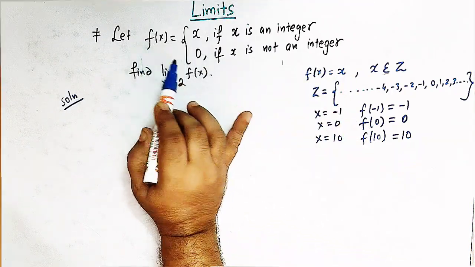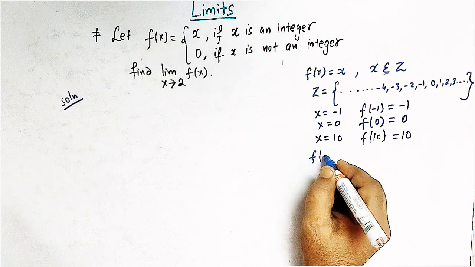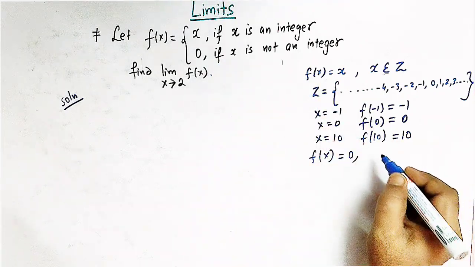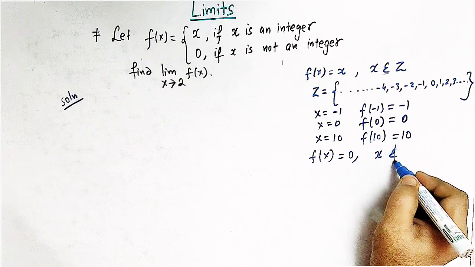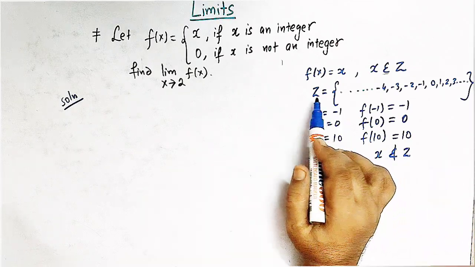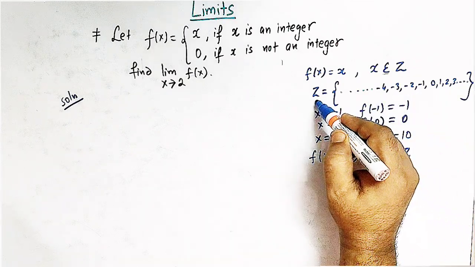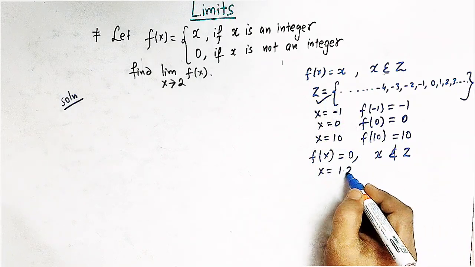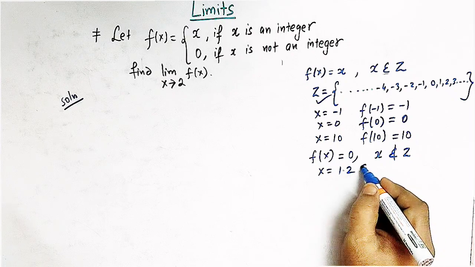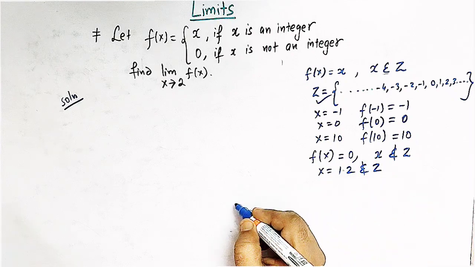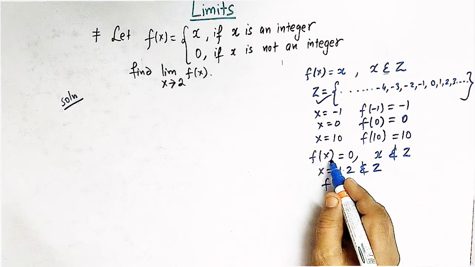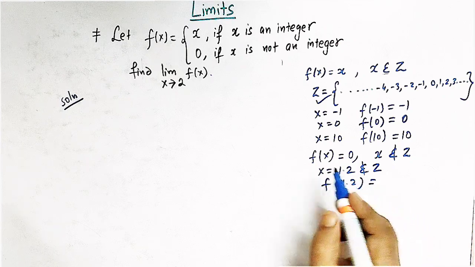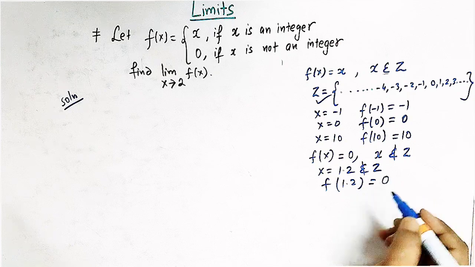Now let us consider the second part. Here we are given that f of x is equal to 0 if x is not an integer, that is, x does not belong to the set of integers, and here the set of integers is given by this set, right? So if x is say 1.2, now 1.2 is not an integer, right? So what is the value of f of 1.2? It means the image of 1.2 under f is equal to 0.